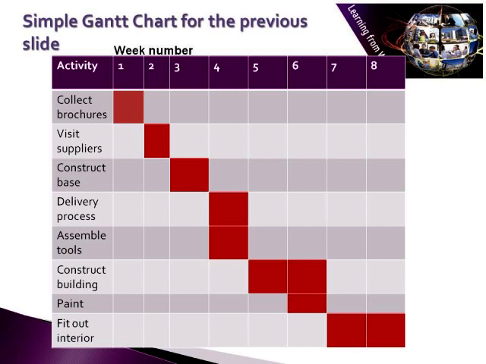So, our study questions this time: can you draw the network for this project with this additional information about anticipated times and actual times? And what is the critical path duration in terms of weeks?